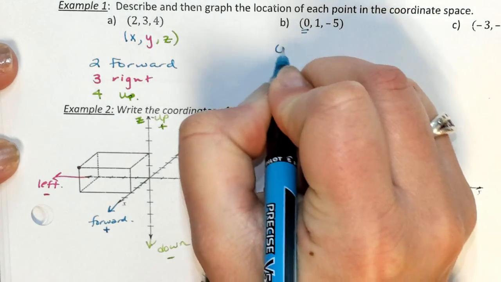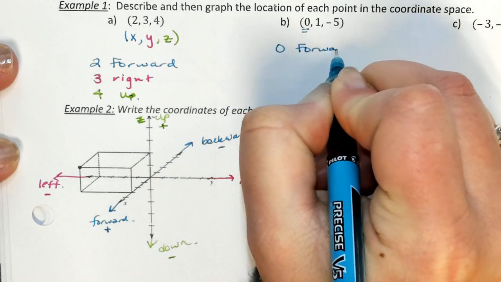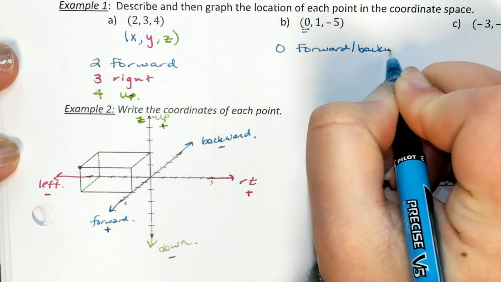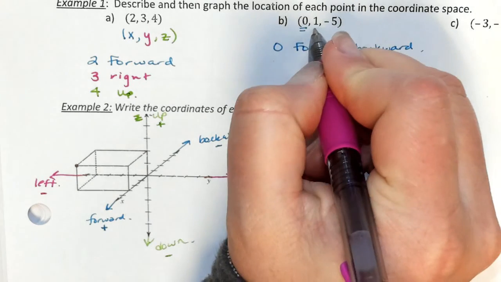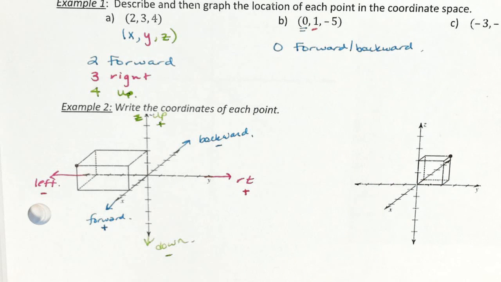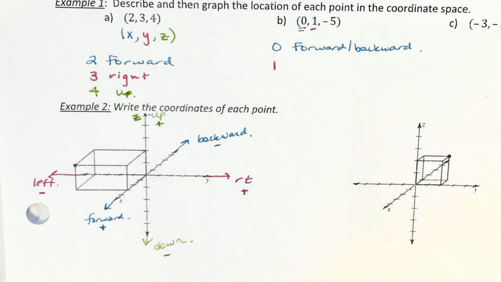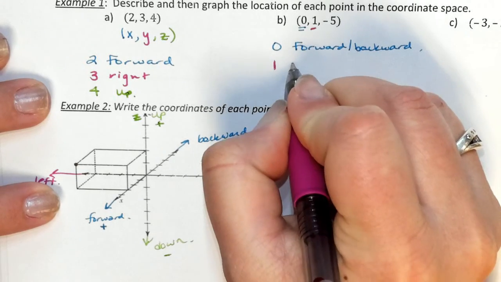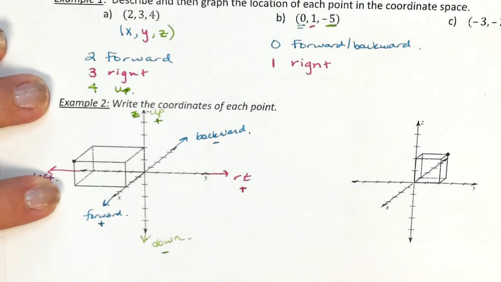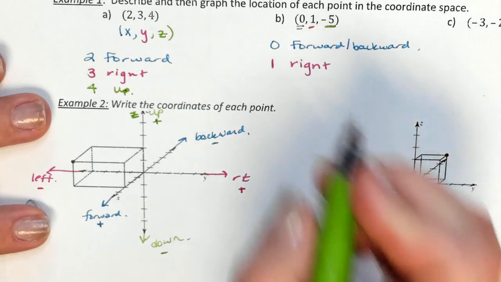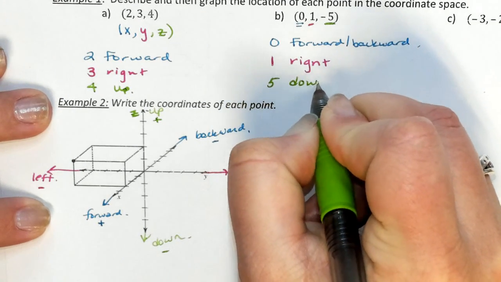So you move 0, and it doesn't really matter here if you say forward or backward, because you're not moving forward or backward. So you can say 0 forward or 0 backward. It does not matter. The Y is 1. What does that tell you? Left to right. So how far does this one move? It moves 1 which way? Right, because it's positive. And the last number is a -5. You go down 5. So 5 down.